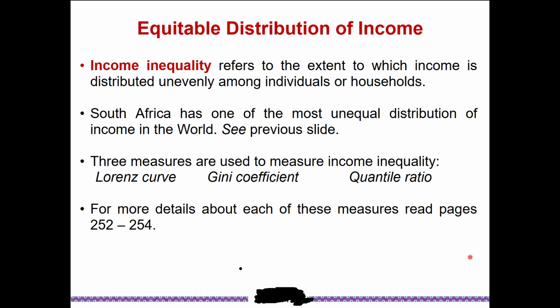Income inequality refers to the extent to which income is distributed unevenly among individuals or households. There's income inequality when the income is not distributed evenly amongst the individuals or households. South Africa has one of the most unequal distributions of income in the world. We measure income inequality using three measures: the Lorenz curve, the Gini coefficient, and the quantile ratio.